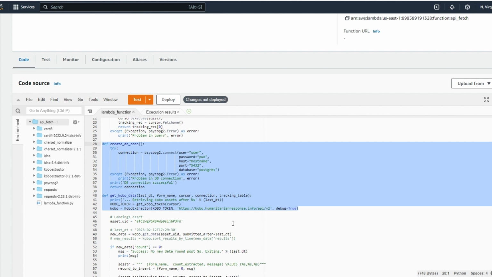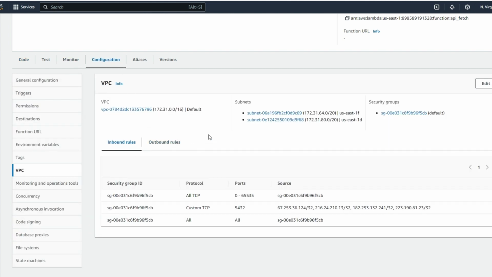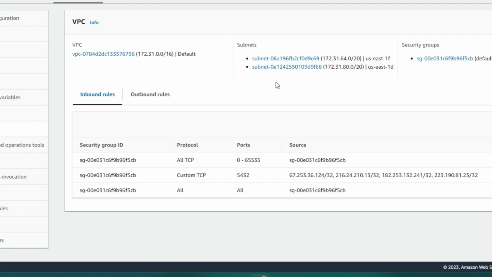What I did initially was put this function into the same VPC as my RDS database. My VPC was having 6 subnets and I had initially placed all 6 subnets here. But there was some problem, and I'll discuss why I had to remove those. With that setting, my RDS database was accessible, but the API call was still getting timed out.